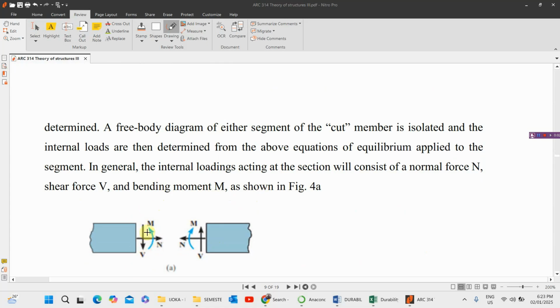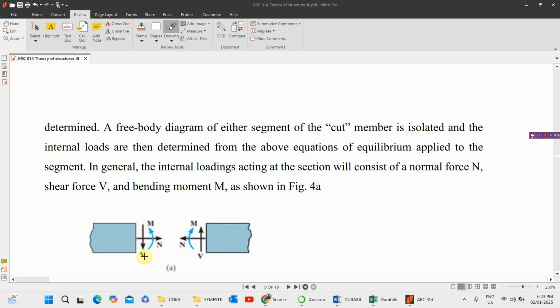What happens where the cut is being made? At each particular point, the three resultant forces will take place: the shear force, the axial force, and the moment. It will take place at each particular cut section of the member or each segment.